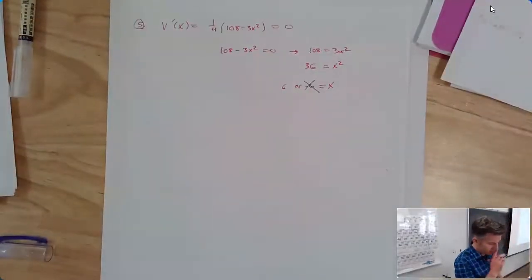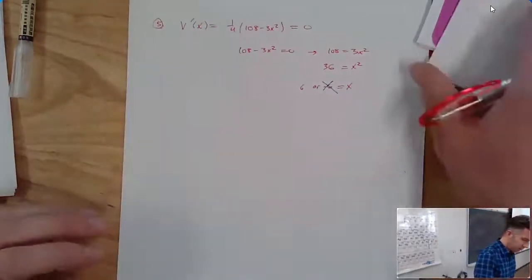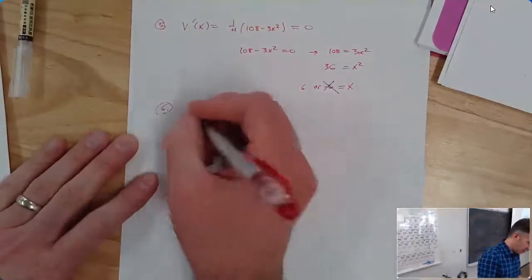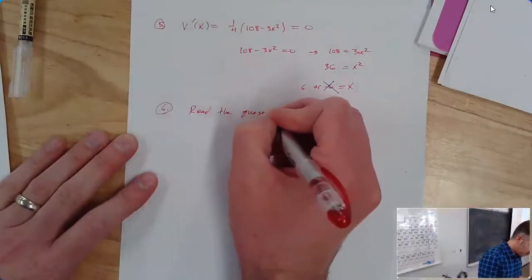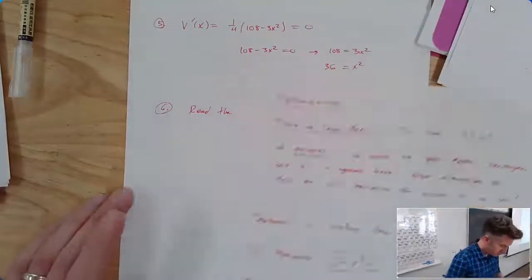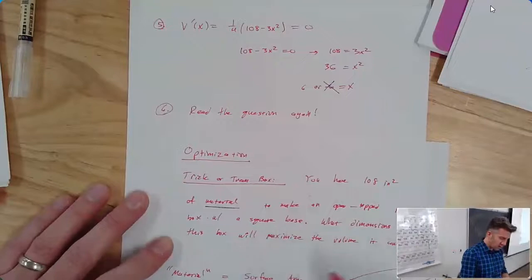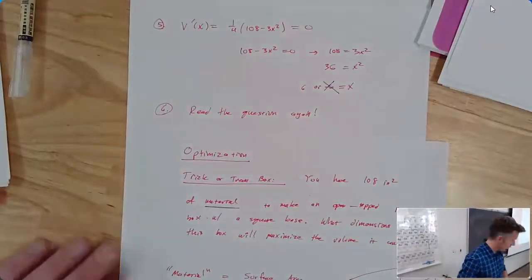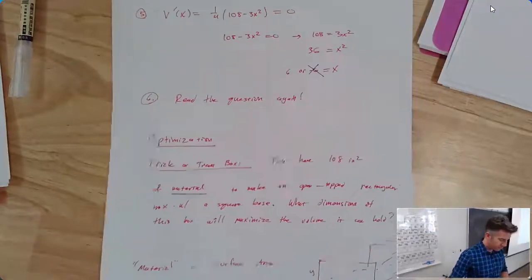So now here's where people differ on what to do next. After I find the critical point, usually I go back, and this is a good time to read the question again. You have 108 square inches of material to make an open top rectangular box with a square base. What dimensions of this box will maximize the volume it can hold? So we need to find all the dimensions. We found x, we need to find y.